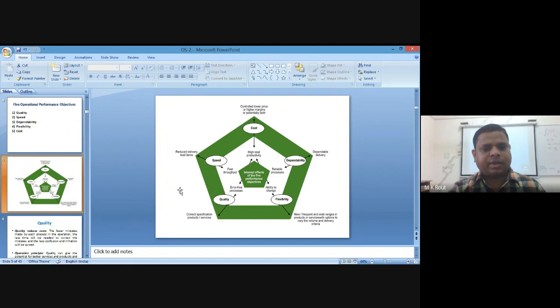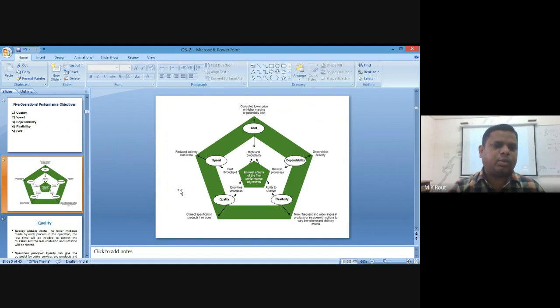Then the next part is dependability. Dependability is related to your dependable delivery. For dependable delivery, you have to depend upon reliable processes. The next part is flexibility. In case of flexibility, you have to focus on new and frequent, and you can say a wide range of products or services with options that vary the volume and delivery criteria. So in that, you have to go for your transportation strategy, or directly for your logistics strategy. And according to demand, you have the ability to change according to the demand.